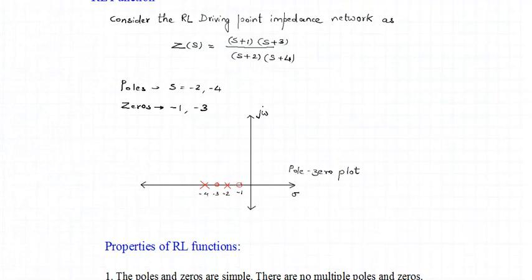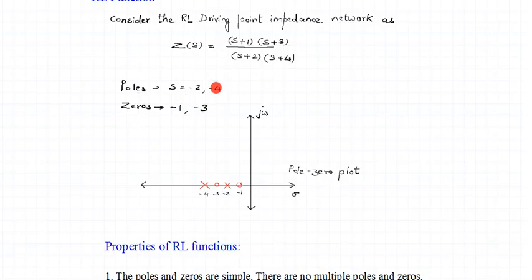So let us identify the zeros of the system. We get the zeros of the system by equating the numerator to 0. So equating the numerator to 0, we get the zeros of the system as -1 and -3. What are the poles? Poles are obtained by equating the denominator to 0. By equating the denominator to 0, we have obtained the poles as -2, -4.